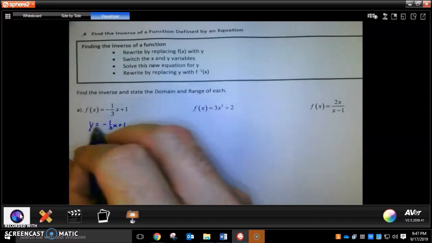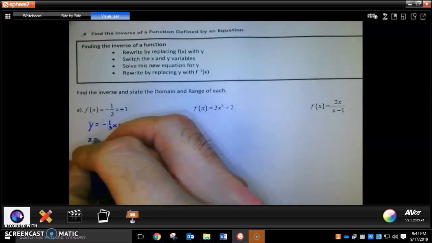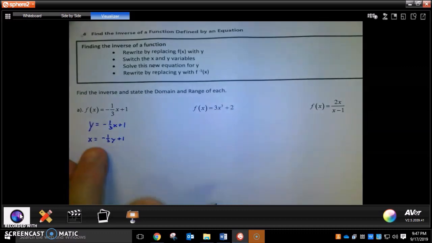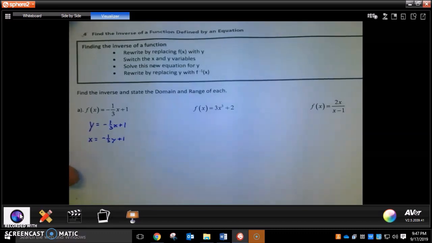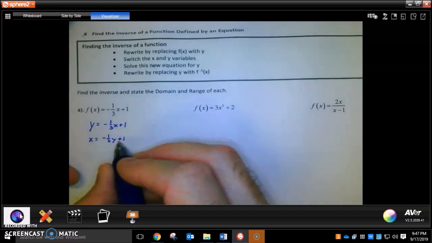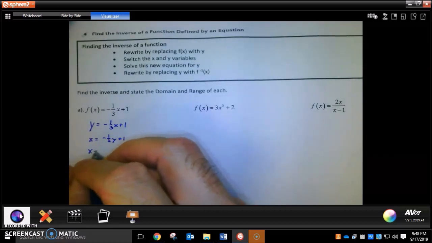So if we just take the x and y and switch them, x equals negative 1/3 y plus 1, this is actually the inverse of that. Now, we don't want to leave it in this form. We want to solve for y. So we're going to move the 1 to the other side.